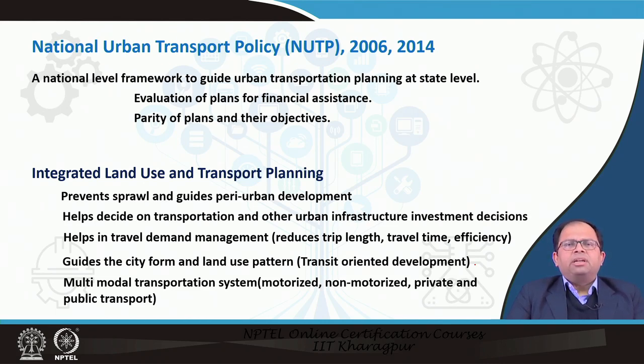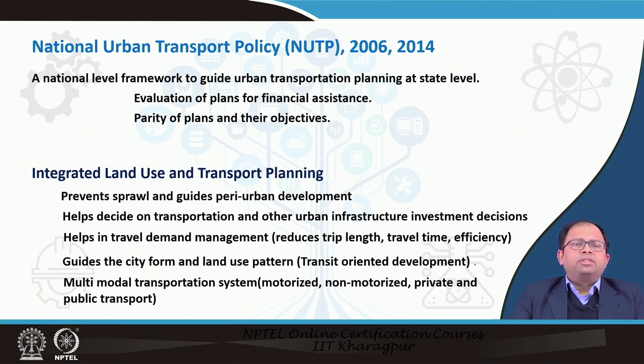So the central government or state government can evaluate different projects or plans for an urban local body by checking how much of it adheres to national policies. That is why these kinds of policies are important. The National Urban Transport Policy was developed in 2006 and then revised in 2014, and this policy categorically states that there needs to be integrated land use and transport planning. So transport and land use planning cannot be done separately.